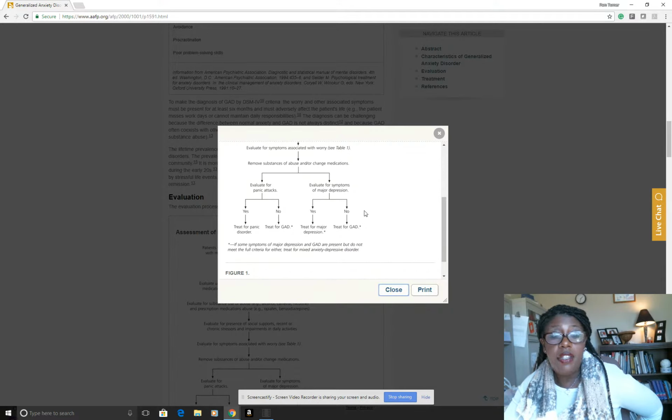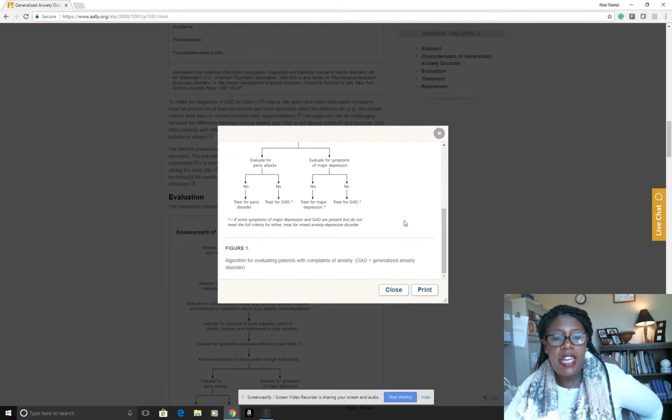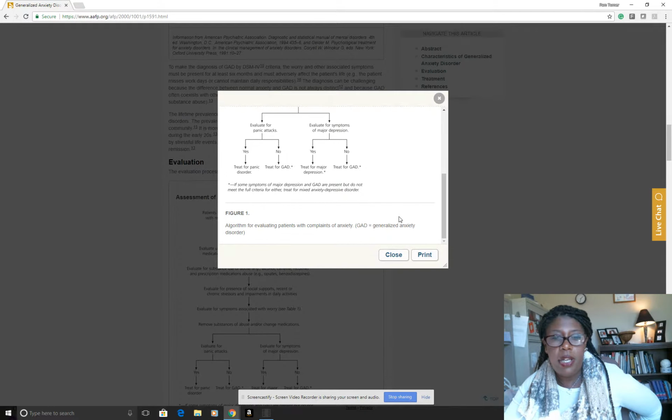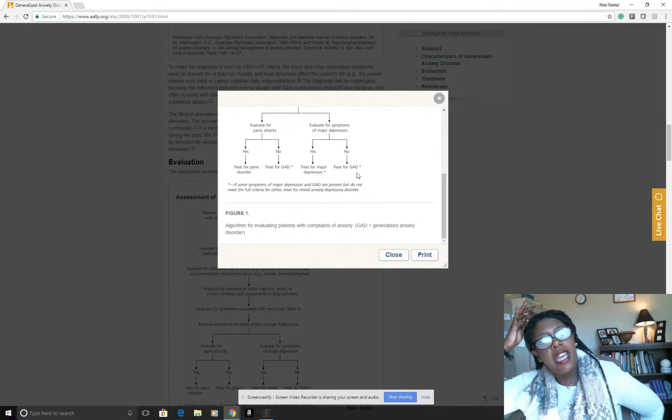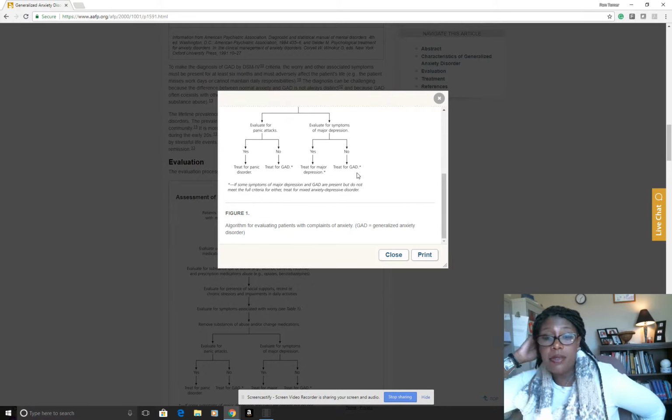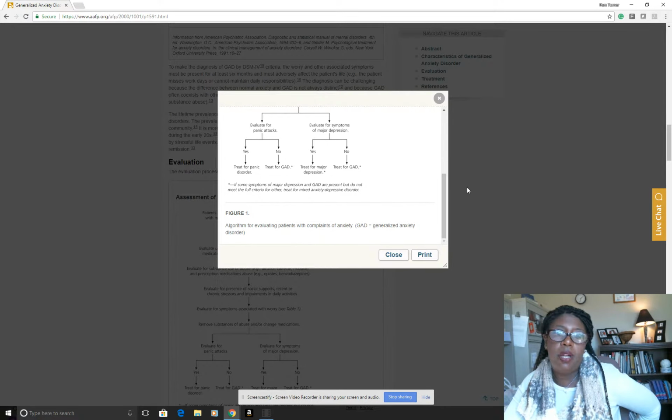So if you look at this one, this is how we evaluate for a panic attack, and then we evaluate for symptoms of major depression. So again, this is a differential diagnosis. If they have a panic attack, we're going to treat for that. If they say no, we're going to treat for GAD. Here, you'll see major depression or GAD. We know that anxiety and depression many times look very much the same way. So we're going to sometimes treat for the depression. The difference in medication is that an antidepressant takes a while to get in your system, many times 2 weeks. However, it doesn't have the addictive qualities that many of the anti-anxieties do.